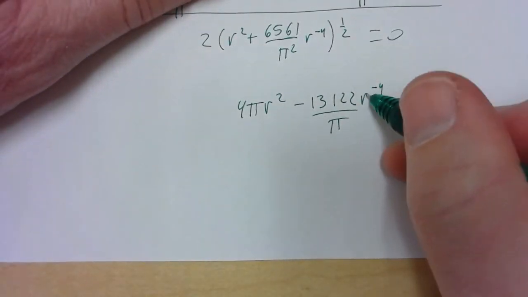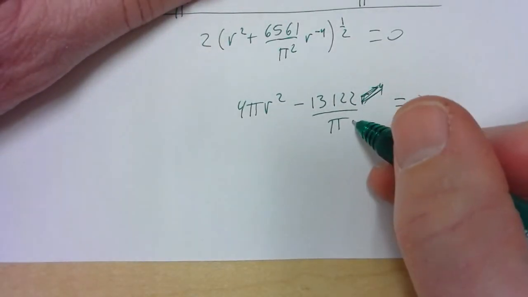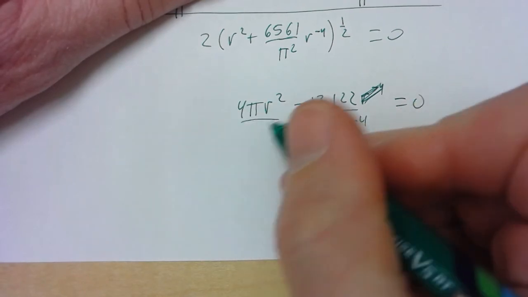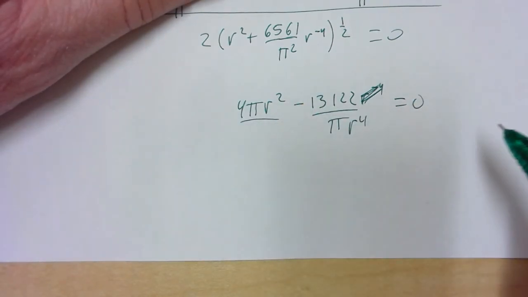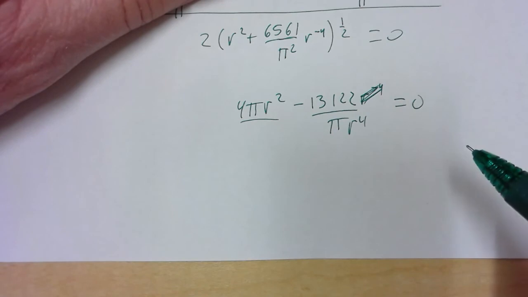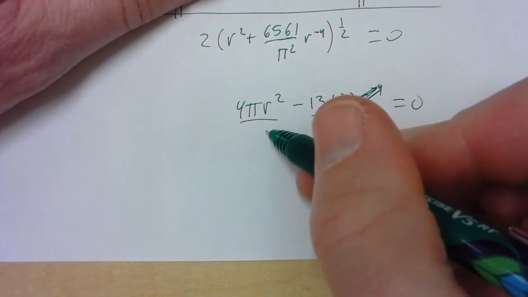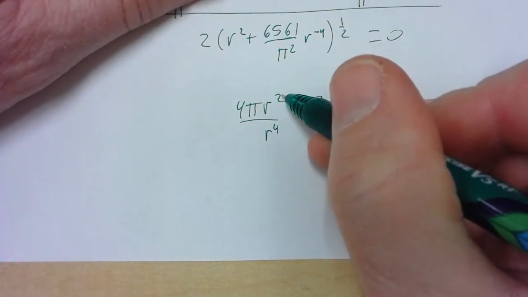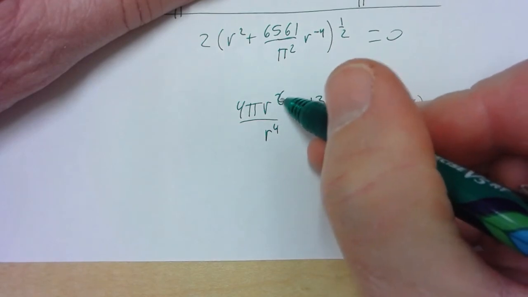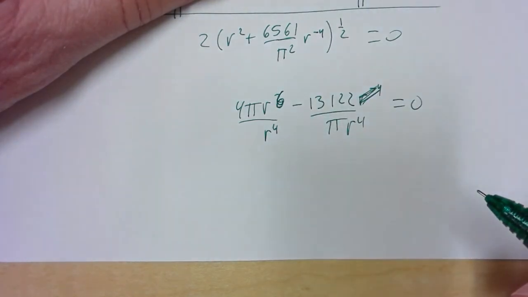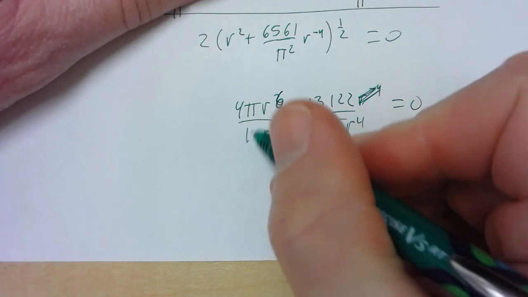I'm going to bring this to the bottom and make this r to the 4th, and then I'm going to get a common denominator between these two. So I need an r to the 4th down here, which means I need 4 r's on the top here, so that's now 6. And then I need a pi over here, right?